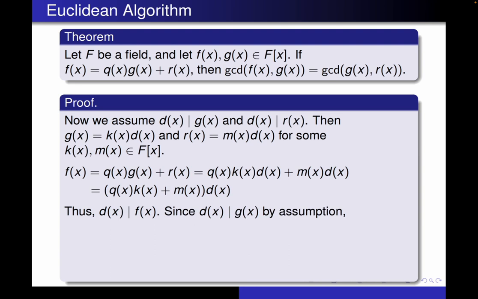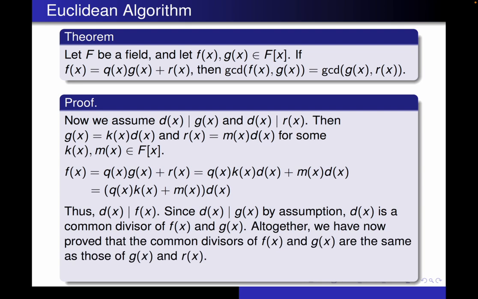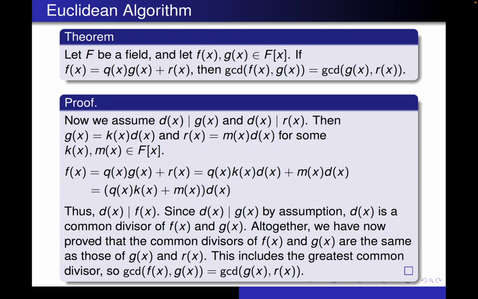And remember, one of our assumptions at the beginning was that d(x) divided g(x) already. And so that means that d(x) is a common divisor of f(x) and g(x). And as I mentioned before, we now have proved that the common divisors of f(x) and g(x) are identical to those of g(x) and r(x). In particular, that includes the greatest common divisor, which means that the greatest common divisor of f(x) and g(x) is equal to the greatest common divisor of g(x) and r(x).